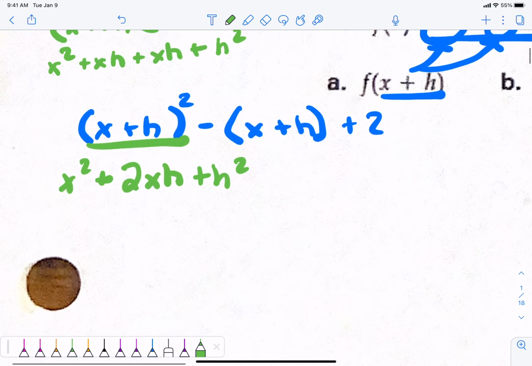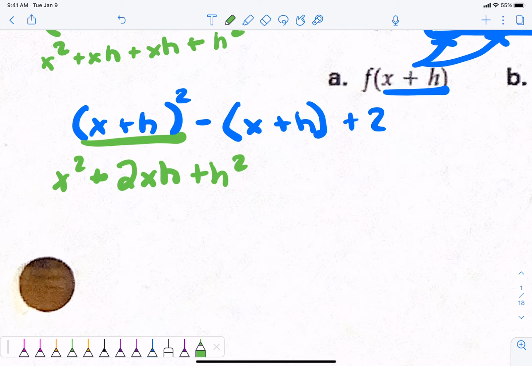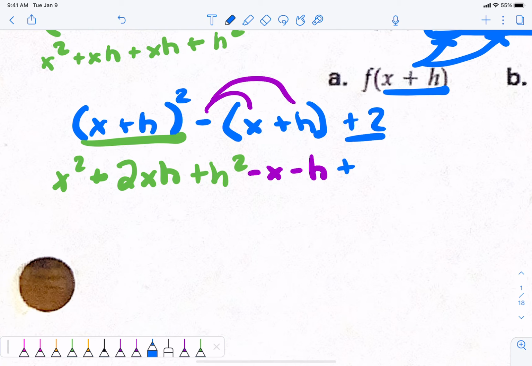And then what about the second piece? Minus that. FOIL the minus, so minus x minus h. And then we have plus 2. Those are my three pieces that I have going on there, and then we're going to simplify.